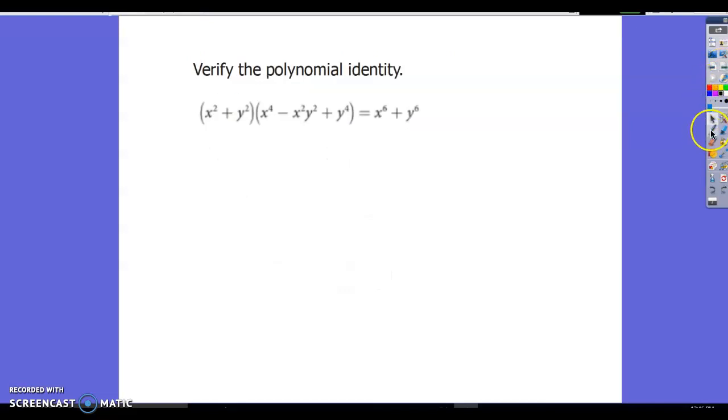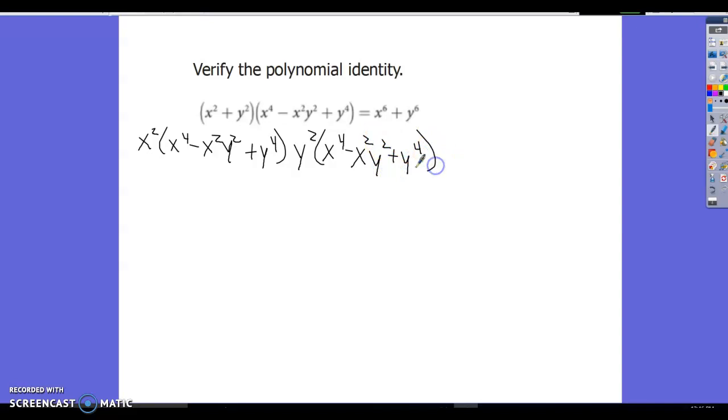All right, let's look at another example. All right, same kind of thing. This side is already simplified, so we need to work from the left side. So we're going to do x squared times this whole polynomial. So let's just write it down. It's going to be distributive property. But this will help us not lose anything. And then we've got y squared, and we're going to multiply it by everything as well. All right, and we want to know that that equals this.